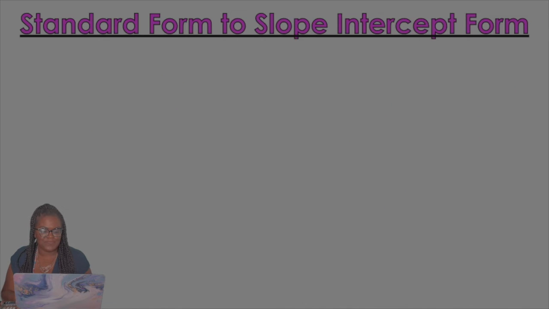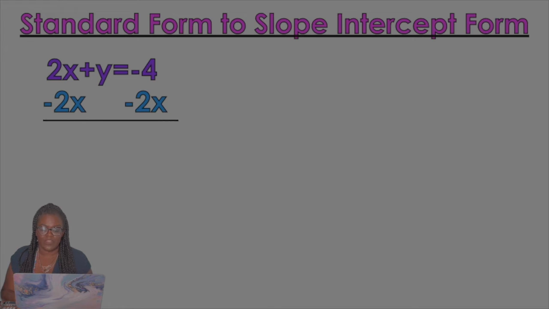Okay, so standard form to slope intercept form. So again, you want to isolate y. So that means we got to get rid of that x term. And so minus 2x, minus 2x, that's going to give me y equals negative 2x minus 4.